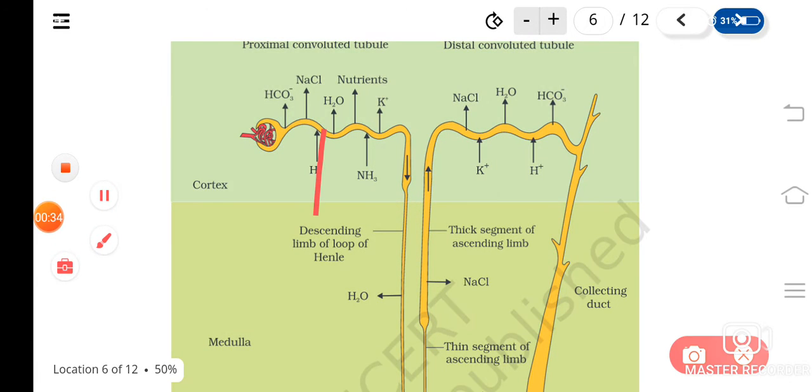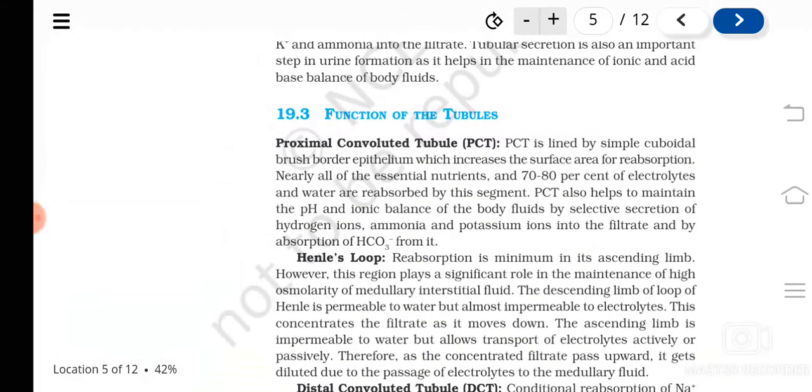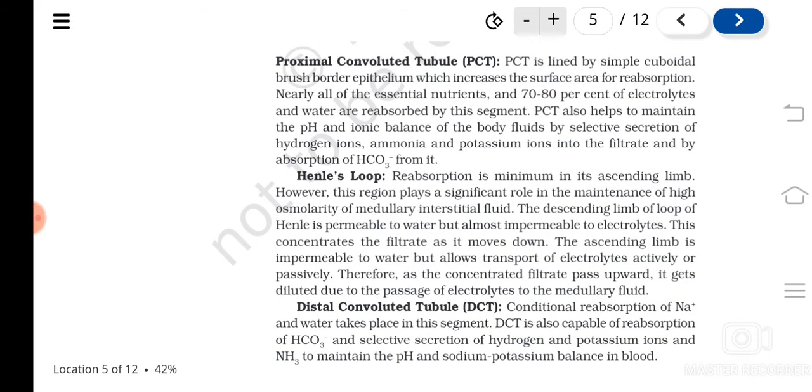And maximum absorption, isn't it? Maximum absorption of water and other nutrients takes place through this part. That is around 70 to 80% of electrolytes, water, etc. are absorbed by this part. And it also helps in maintaining the pH and ionic balance of the body by selective secretion of hydrogen ions, ammonia and potassium ions, and by absorption of bicarbonate. So in this way the proximal convoluted tubule takes part in the formation of urine.